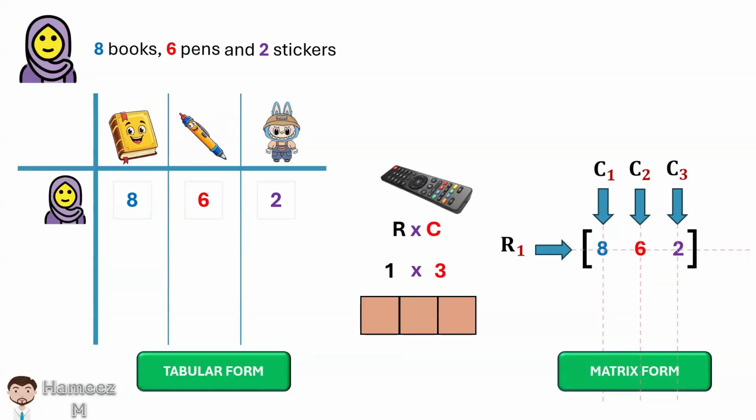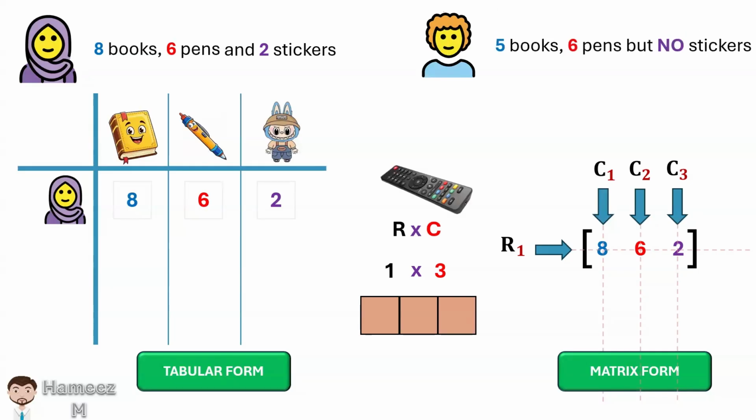Let's now introduce another one of Sarah's friends, Liam. Liam requires 5 books, 6 pens as well, but no stickers. So we can put that on the table as we're accustomed. So under books, we'll have 5, under pens, we'll have 6, and no stickers means we have 0 for there. So what happens if we want to represent that as a matrix? Well, it's quite similar to the table form. We'll have the 5, 6, and 0 as well.